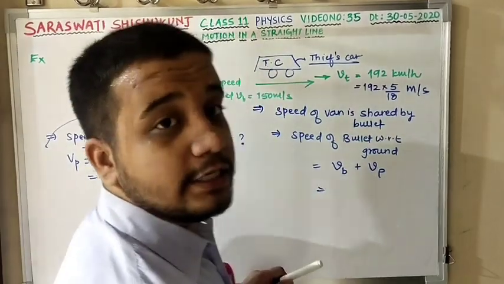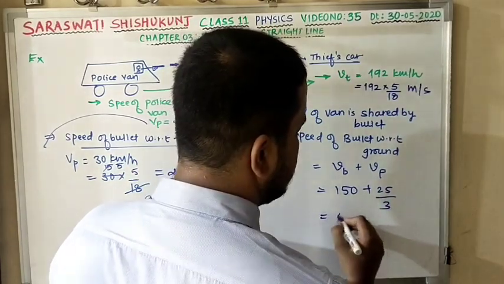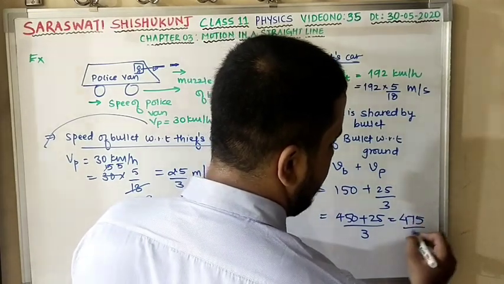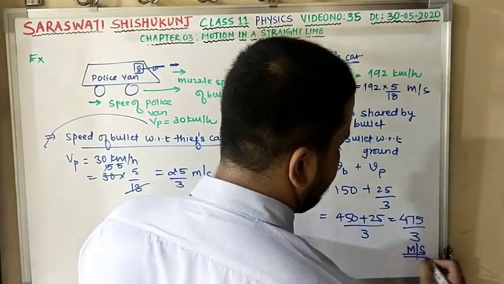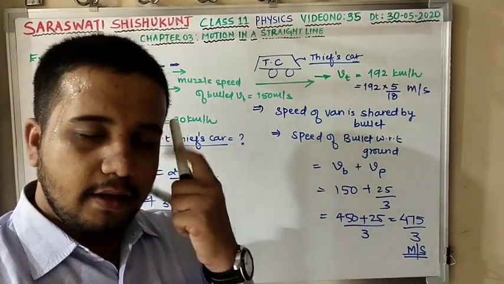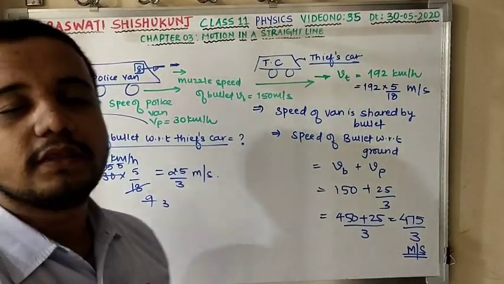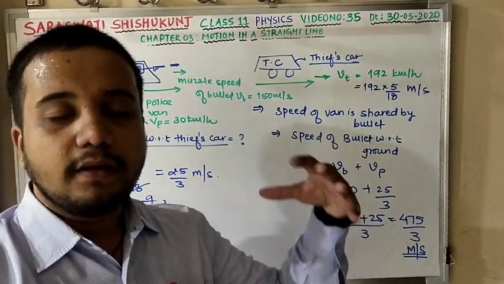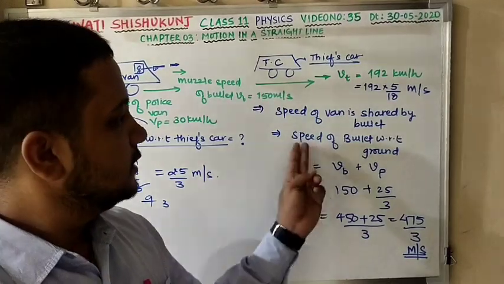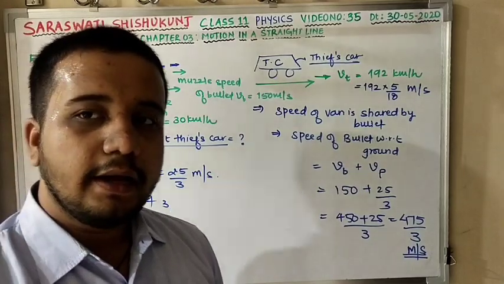What is Vb? Velocity of bullet, that is 150. Velocity of police van, that is 25 by 3. This is 450 plus 25 by 3. My answer is 475 by 3 meter per second. Hope it is clear. 100% clear. Now we have to simply do the calculation for what? Relative velocity of the bullet with respect to the thief's car. Clear? That is very simple. Speed of bullet with respect to ground minus thief's car. Yes or no? Clear 100%?